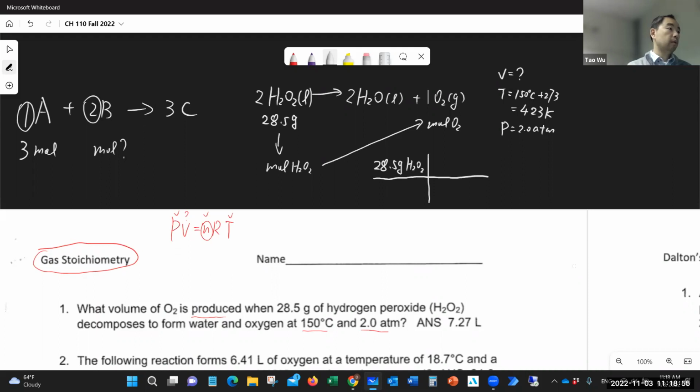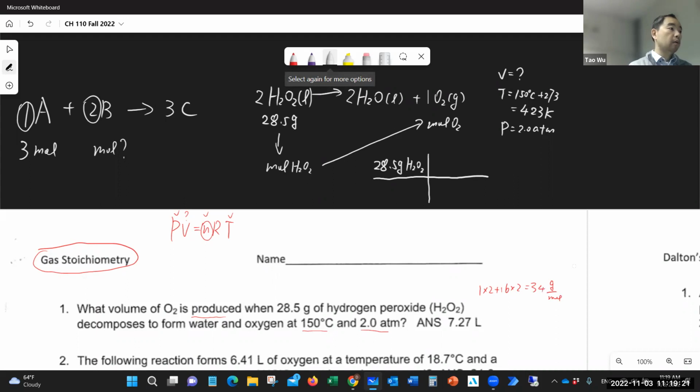The molar mass of hydrogen peroxide is 1 times 2 plus 16 times 2. So 2 plus 32, we get 34 grams per mole. So that is the molar mass of the hydrogen peroxide. Then you take that much hydrogen peroxide and divide by the molar mass.